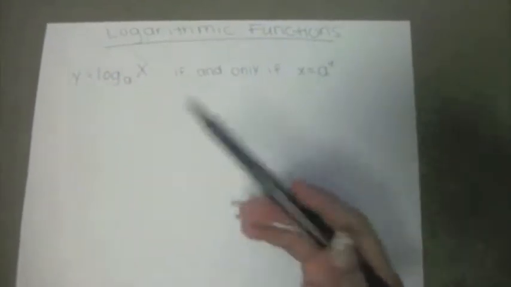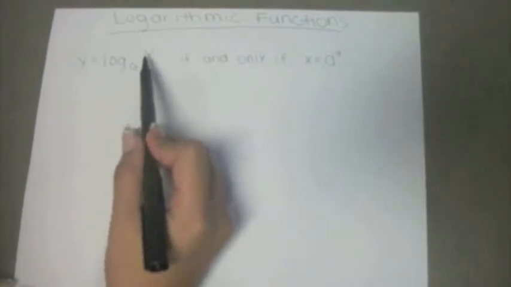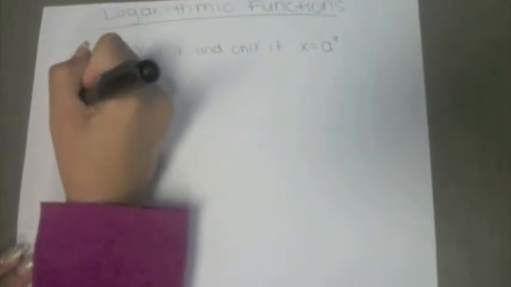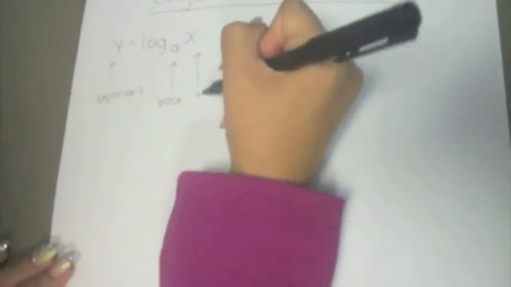A logarithmic function is defined as y equals log base a of x if and only if x equals a to the y. It is used to evaluate the value of an exponent. y would be equal to the exponent, a is equal to the base, and x would be the value, if and only if x is equal to a to the y power.